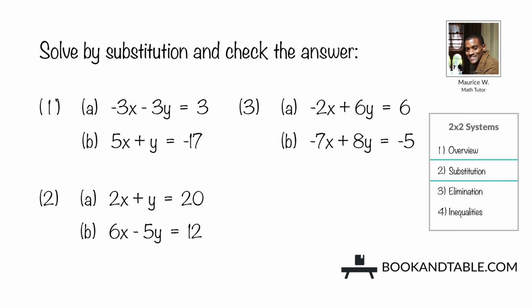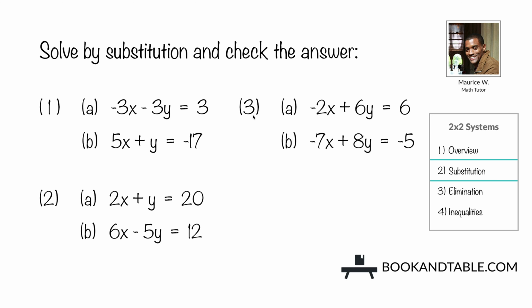Question number 1. Equation A, negative 3x minus 3y is equal to 3. And equation B, 5x plus y is equal to negative 17. Question number 2, equation A, 2x plus y is equal to 20. Equation B, 6x minus 5y is equal to 12.